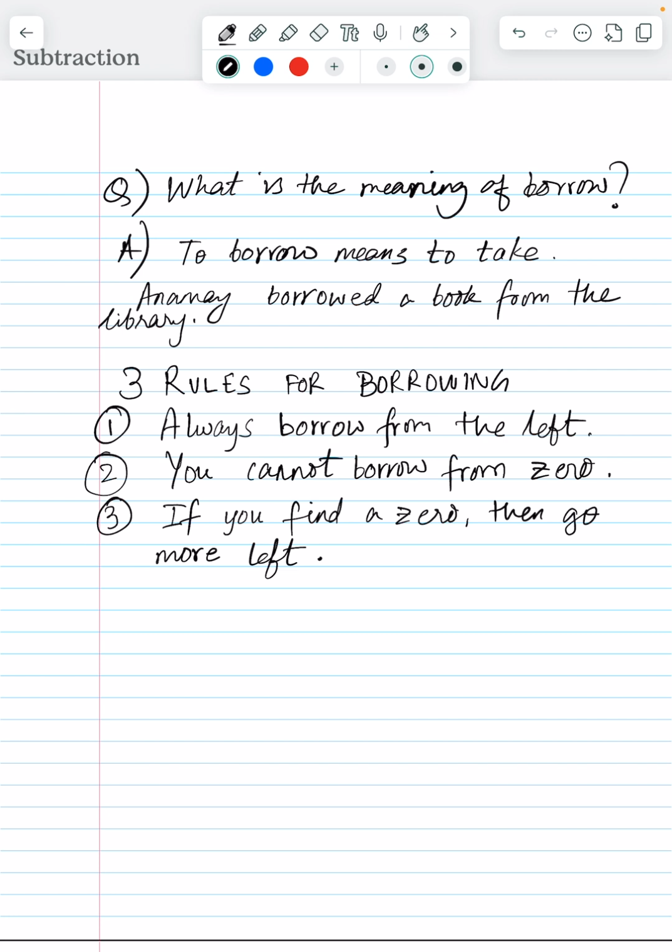Okay, so these are the 3 rules of borrowing. I will repeat. Please repeat after me. Rule number 1, always borrow from the left. Rule number 2, you cannot borrow from 0. Rule number 3, if you find a 0, then go more left.